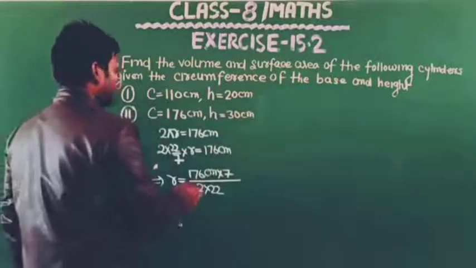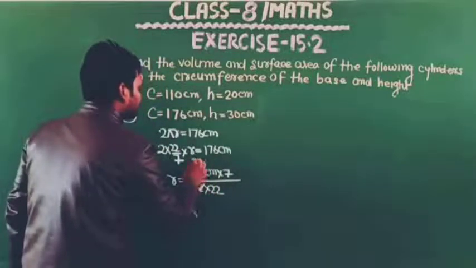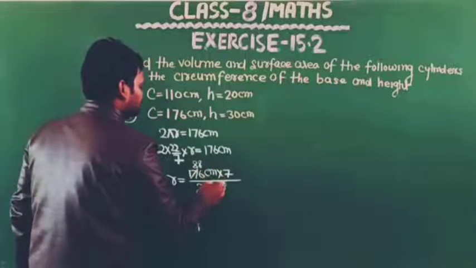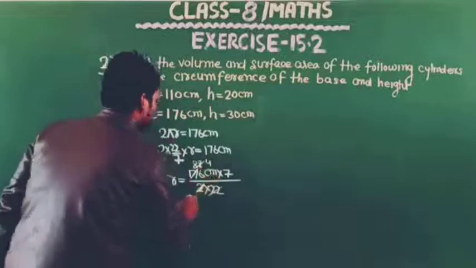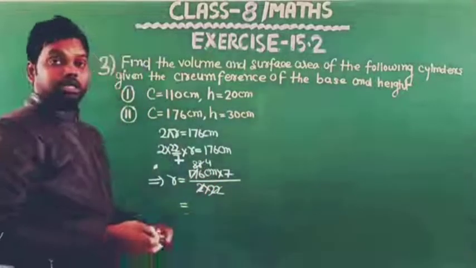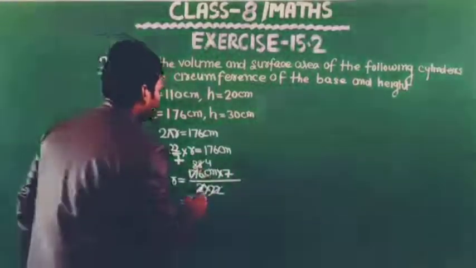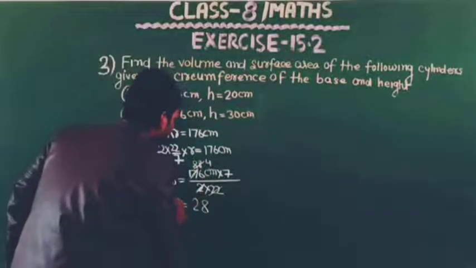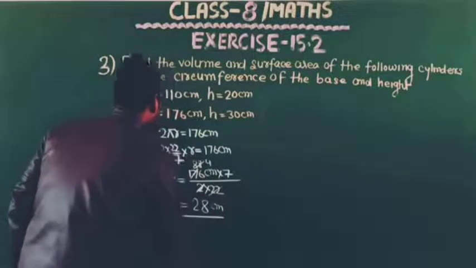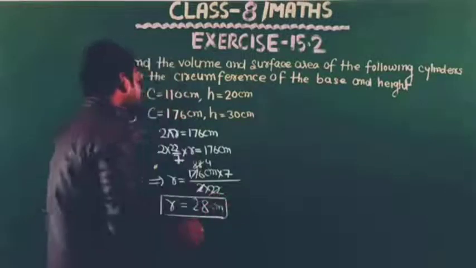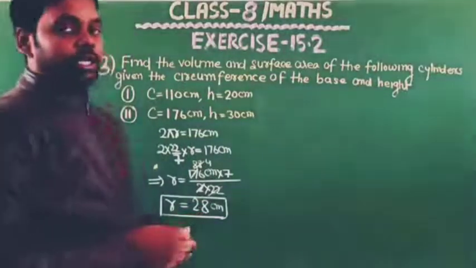Here we can cancel. 2 8s are 16, 2 8s are 16, and 88 divided by 22 is 4 times, and the remaining numbers are 4 and 7, and the product of 4 into 7 we will get 28 centimeter. So the radius r of the base of the cylinder is equal to 28 centimeter.